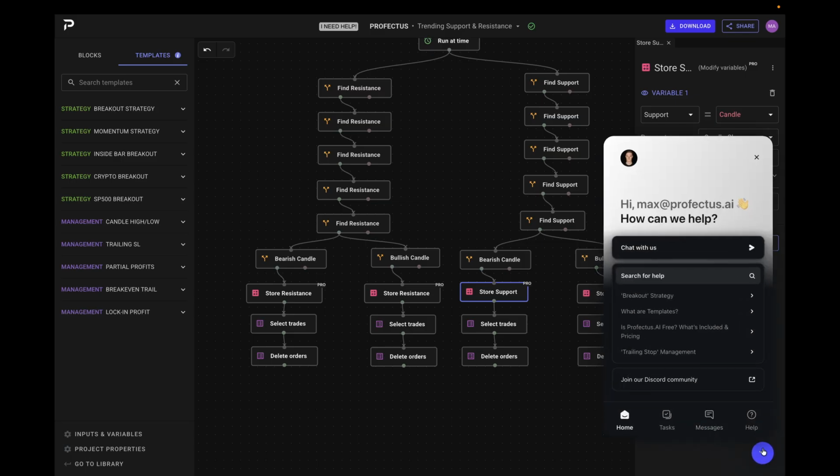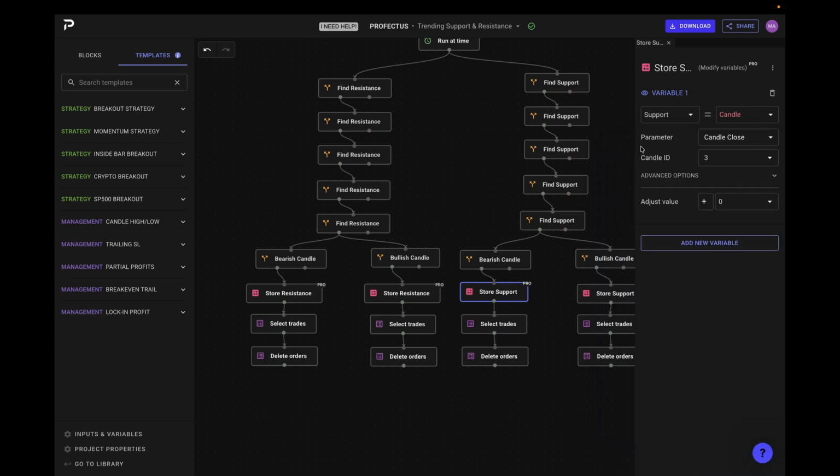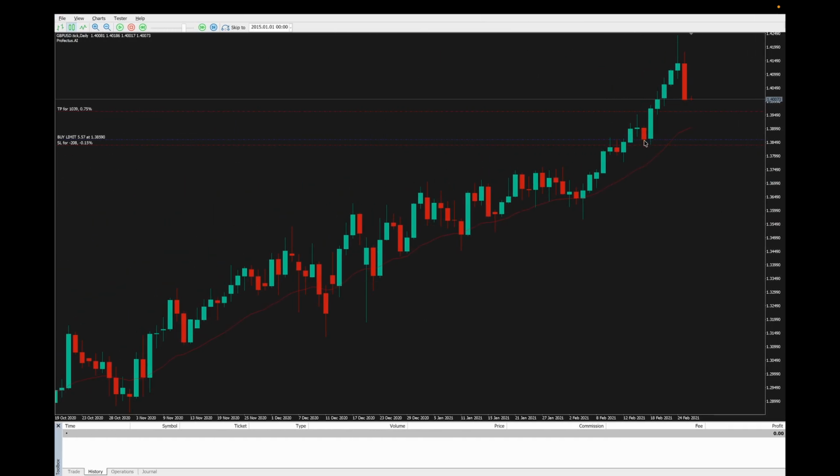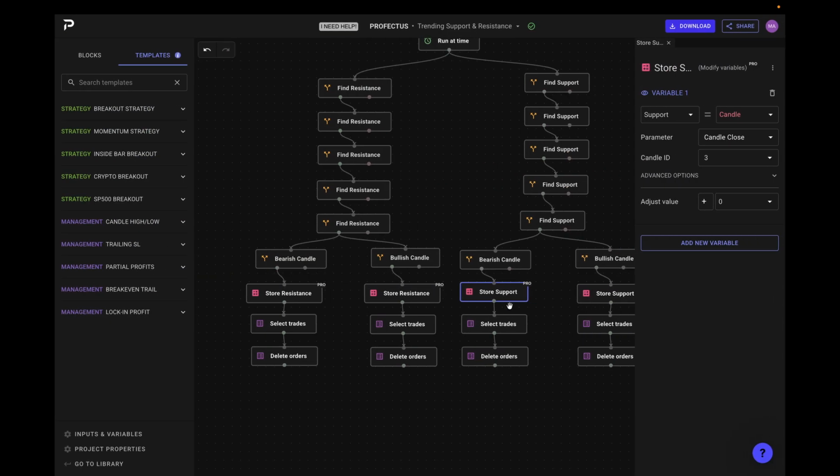But most of the things you can find if you click on search for help. We have so many articles if you don't really truly understand how variables work. But we are storing the candle close level. Again, that would be exactly where this buy limit is placed, and therefore we store that information. And then we have the support.